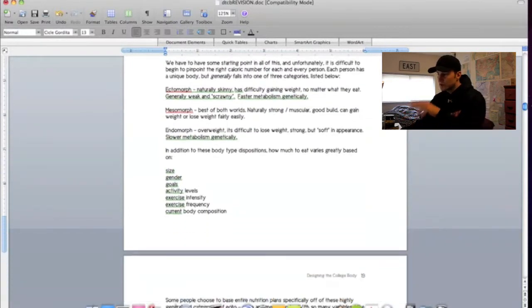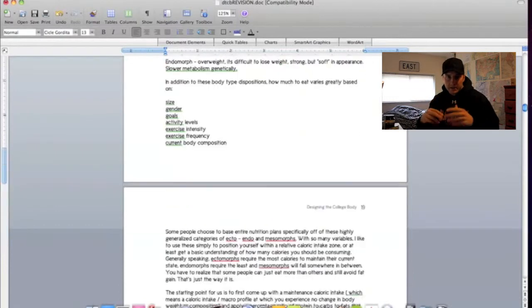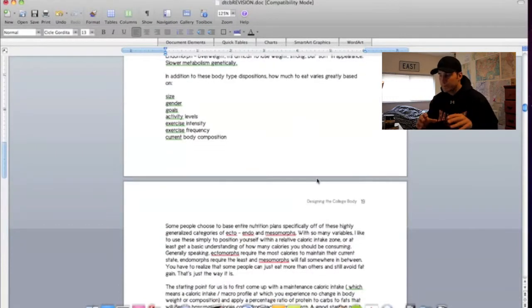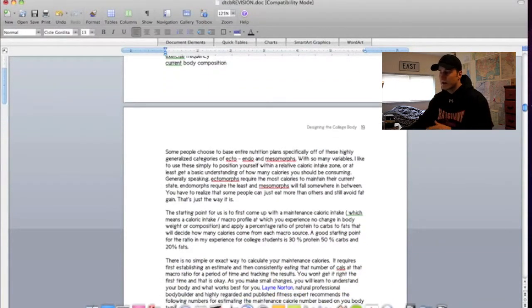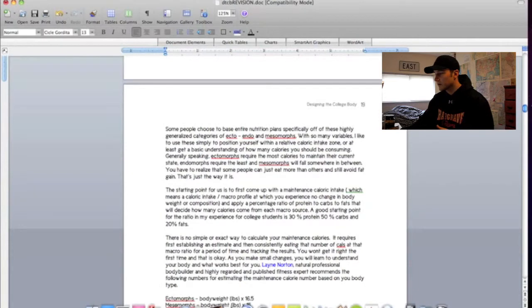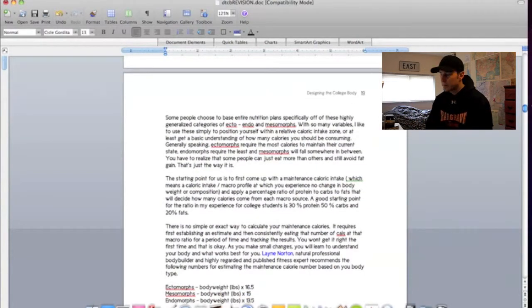But in addition to those, you've got your size, gender, goals, activity levels, exercise intensity, exercise frequency, and your current body composition all playing into this calorie goal you're trying to calculate. Okay, so it is a little complicated, but here's what you need to do. There's ways you can start to calculate that initial number, like I said. Lane Norton, who's a pretty popular name, pretty smart guy, with a lot of expert accolades, knows what he's doing.